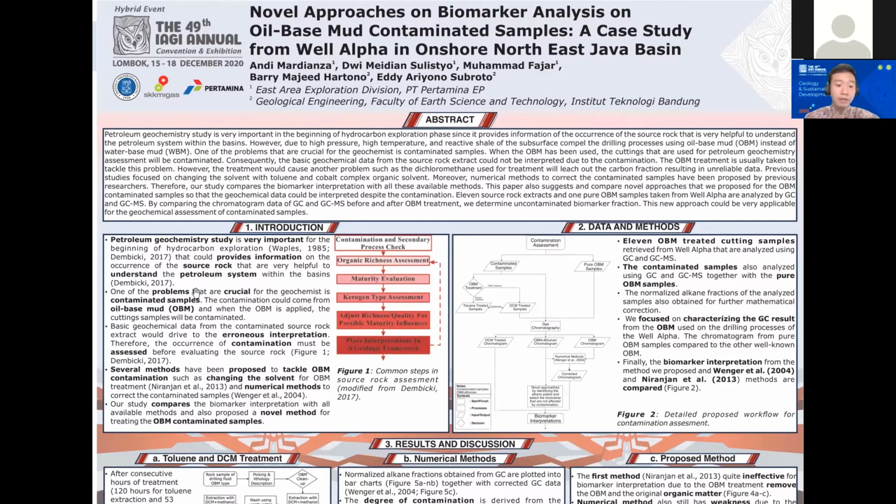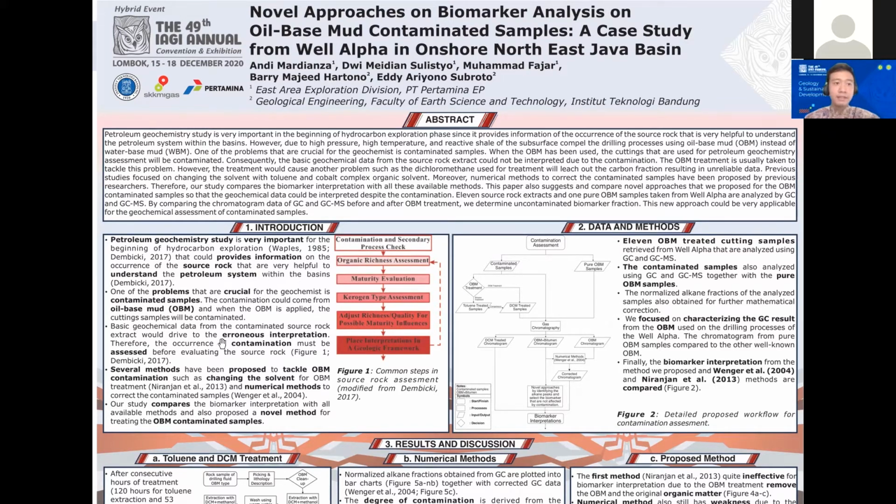One of the crucial problems for geochemists is contaminated samples, since contamination could come from oil-based mud, and when OBM is applied, the cutting samples will be contaminated. This is the consequence of appraisal wells that are drilled to improve the understanding of the petroleum system in the deep basin. Therefore, the drilling well will encounter high pressure and high temperature conditions, so the use of OBM is inevitable. Reactive shales also compel the drilling process to use OBM instead of WBM.